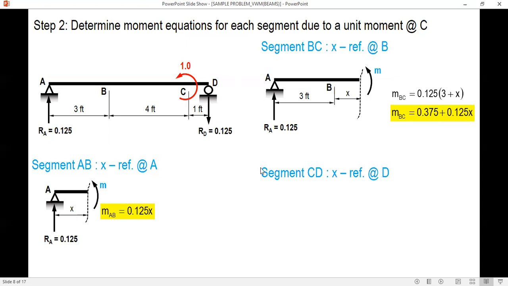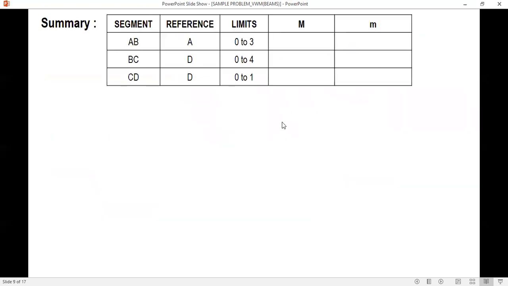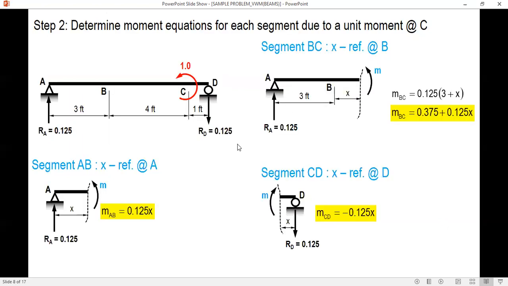So, you expand, you have this one. And then for CD, referred at D, again, minus, no? That is why the moment is all clockwise. MCD is negative 0.125x. Again, for B, refer at B. Same expressions for capital M. So, what changes is only small m. Okay, 0.125, 0.375 plus 0.125 negative 0.125. This one, 1, 2, 3.